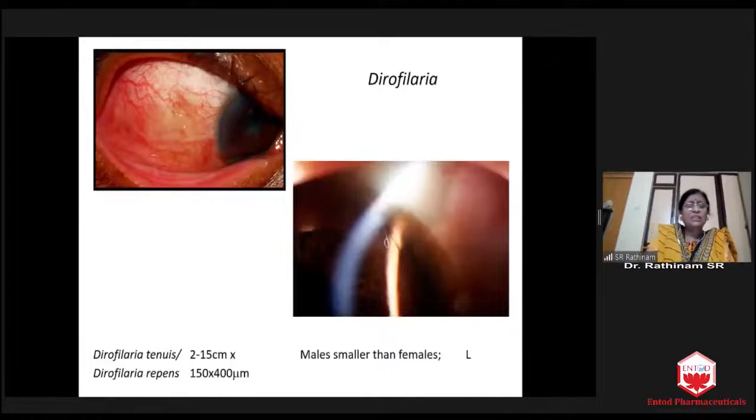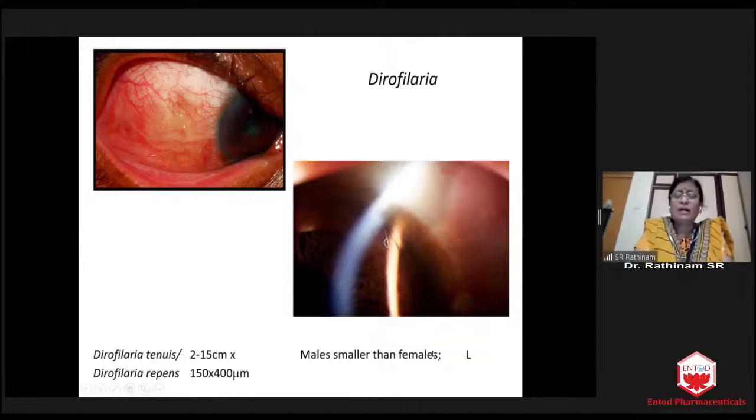And the second worm is Dirofilaria. Dirofilaria is a very thin and long worm. It is 15 centimeters. See here, it is folded 3 times and still it is so long. And it is as thin as 150 micrometers, which is 1/4 of gnathostomiasis. You can see a thin worm like this. And males are smaller than females.